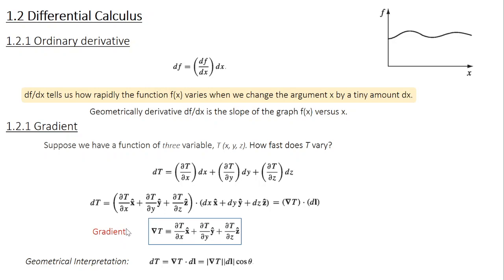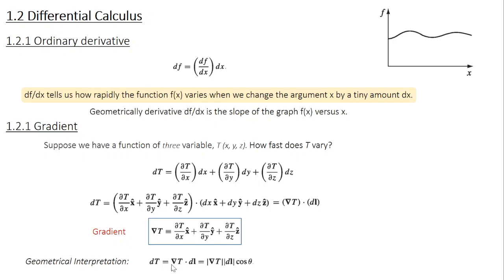So gradient is a differential operator when the function depends on more than one argument. So first thing to remember is that gradient is always associated with a scalar. T is a scalar function here, and the output is a vector. So gradient is associated with a scalar and gives you a vector. Now what is the physical meaning of gradient?